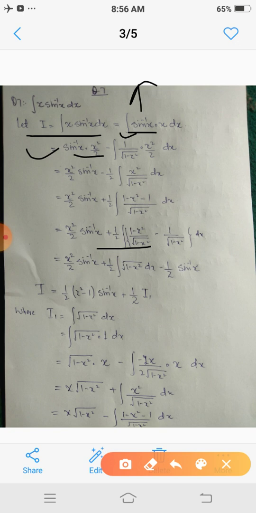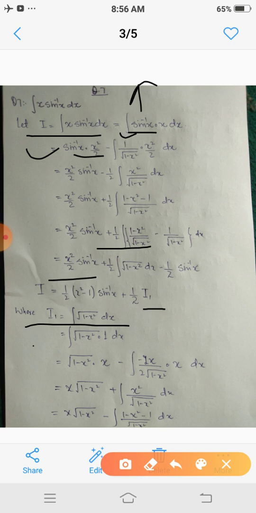Now we know that a upon root a is always root a, so it is simply x^2 upon 2 sin inverse x plus 1 by 2 times the integral of root of 1 minus x^2 dx minus 1 by 2 sin inverse x. Now let's put the integral of root of 1 minus x^2 as I1, which implies that I1 equals the integral of root of 1 minus x^2.